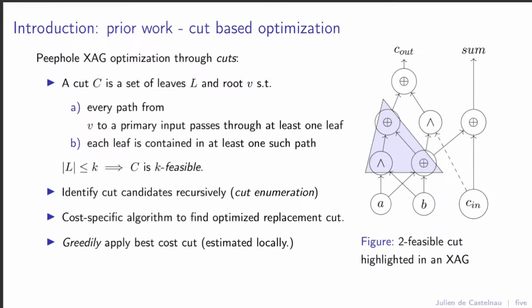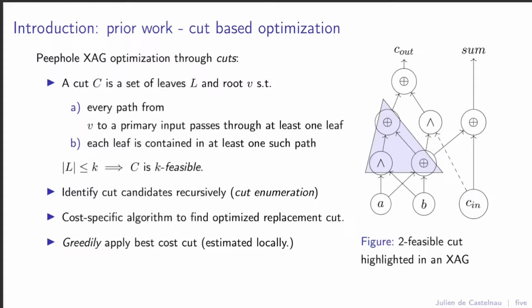Prior work on Boolean FHE circuit optimization has focused on peephole XAG optimization using so-called cuts, which are subgraphs in a logic network. Formally, a cut C is a set of leaves L and a root V such that every path from V to a primary input passes through at least one leaf, and each leaf is contained in at least one such path. If C has at most k leaves, we say that C is k-feasible. So for example, on the left, a 2-feasible cut is highlighted in the graph.